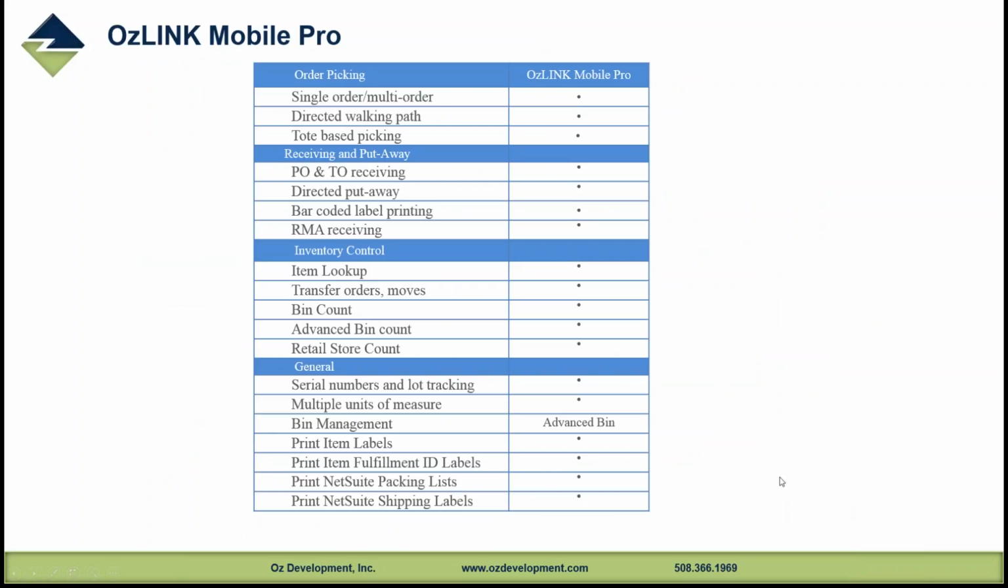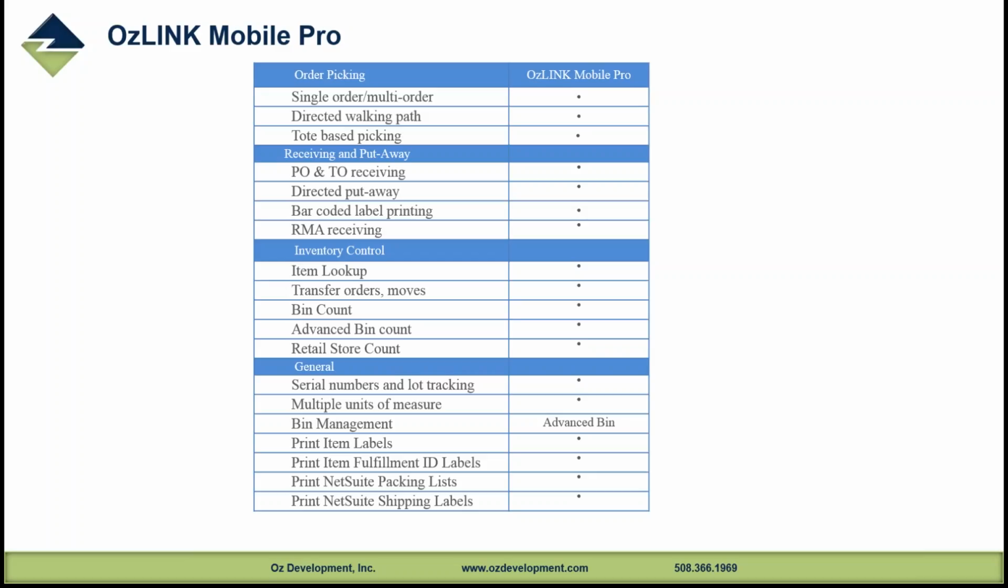So we're going to focus today's discussion on the OzLINK Mobile Pro functionality. OzLINK Mobile Pro is an Android or iOS-based solution and basically provides mobile barcode scanning and warehouse automation built on top of the NetSuite functionality. Everything that OzLINK does within the NetSuite space is built to be an extension to the NetSuite system.